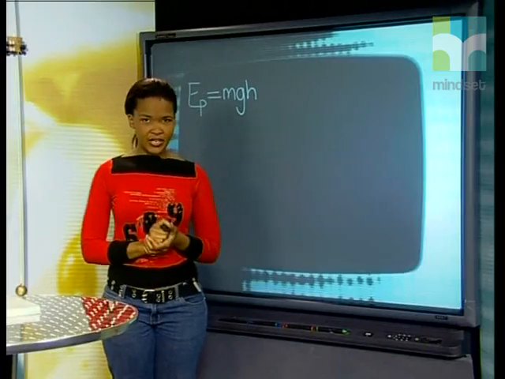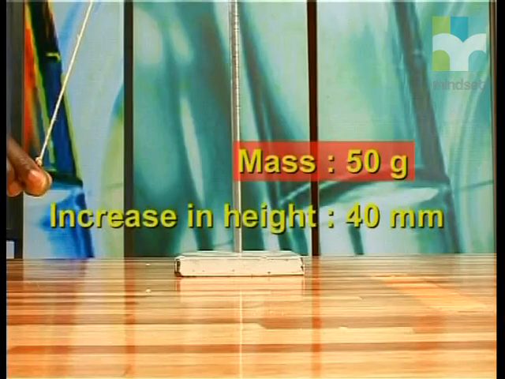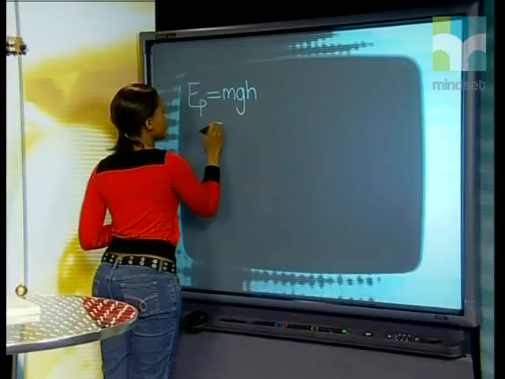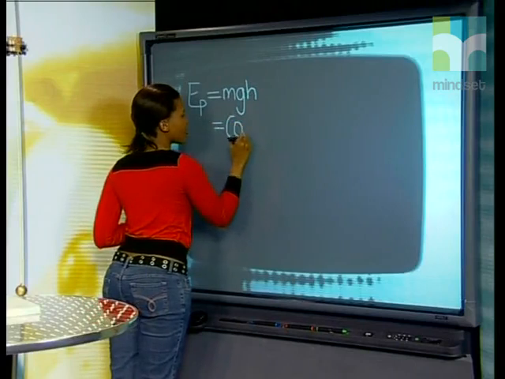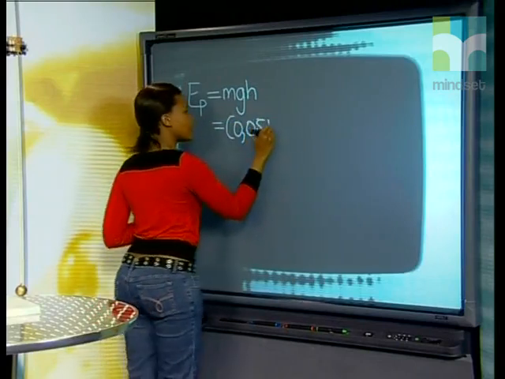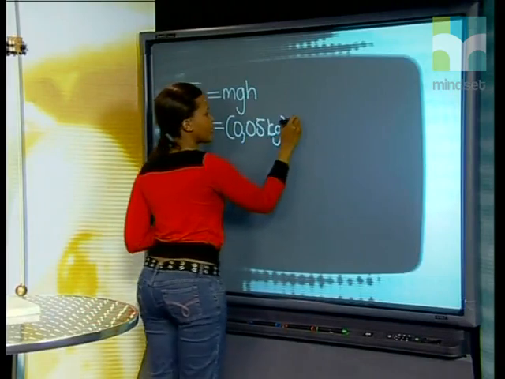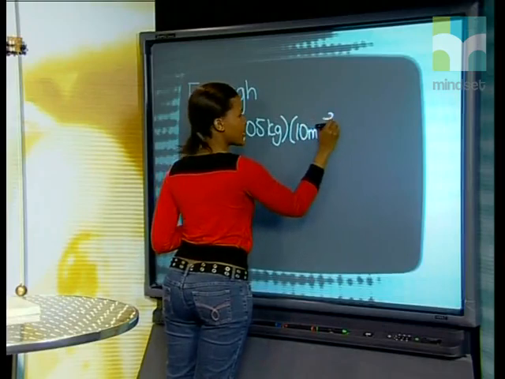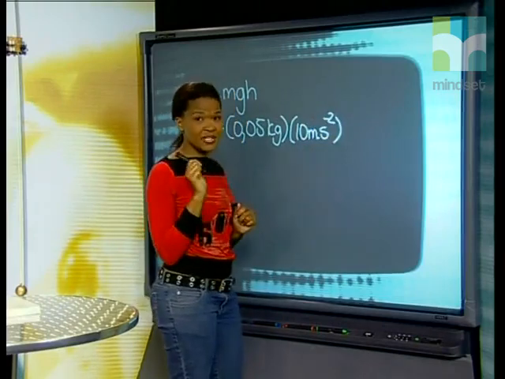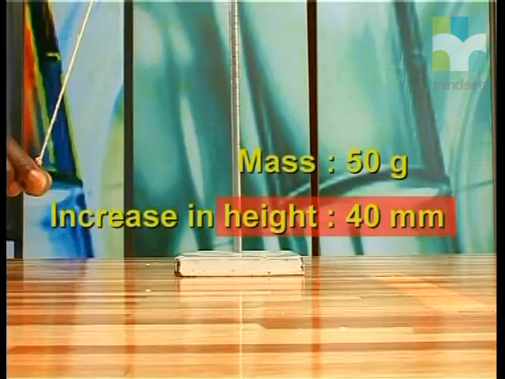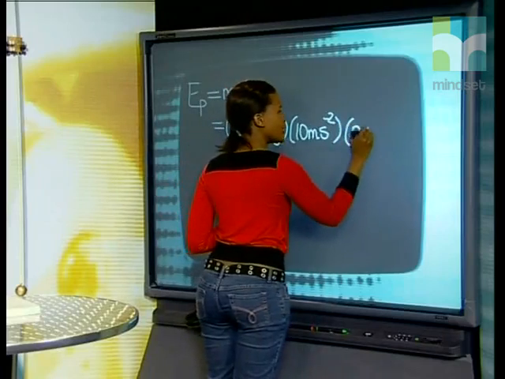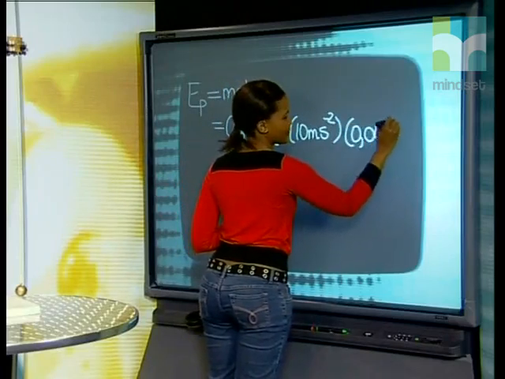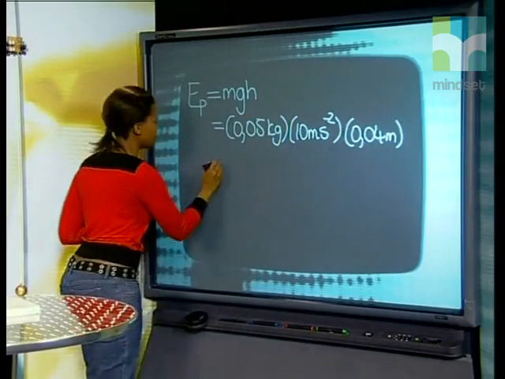Before we substitute in the values, let's make sure we have the correct units. The SI unit of mass is kilograms, so we must convert from grams to kilograms. So 50 grams is equal to 0,05 kilograms, by 10 meters per second squared. And height has to be in meters, so 40 millimeters is equal to 0,04 meters.